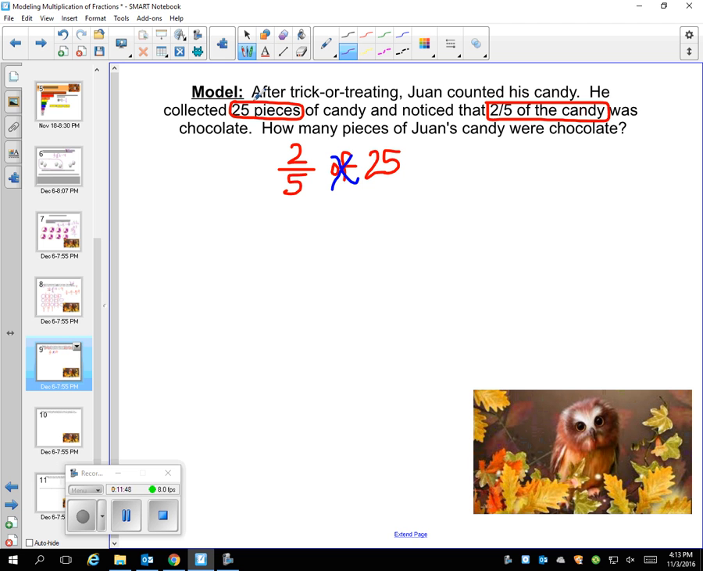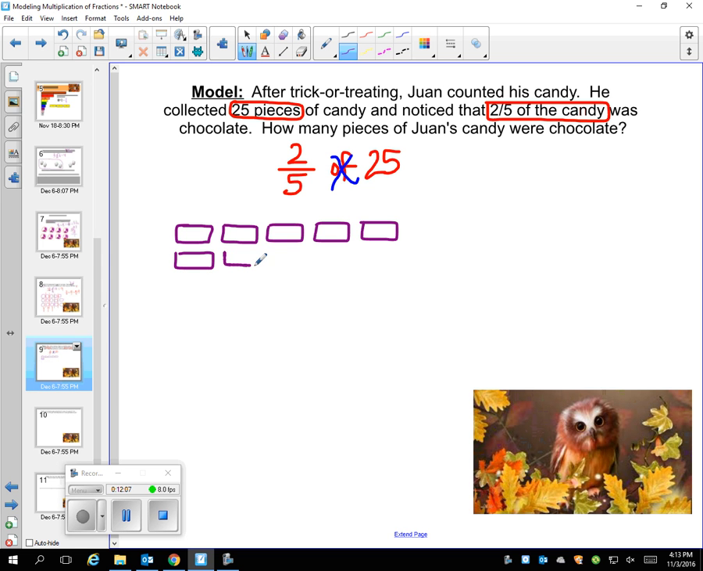So we're modeling 25 pieces of candy. I'm going to draw little rectangles, so they're like those mini Hershey bars, because you know Mrs. Ogden loves chocolate. 3, 4, 5. How many of these do I have to draw?